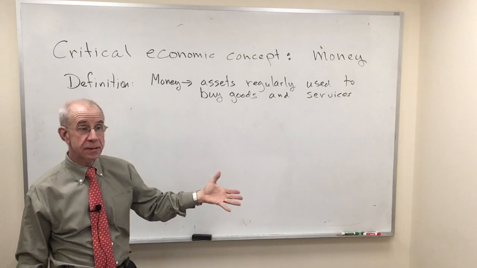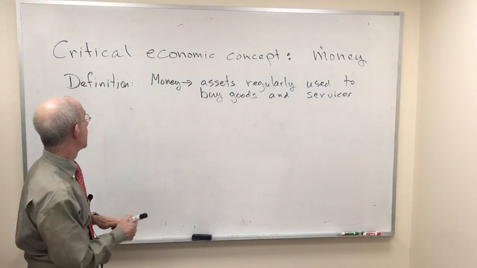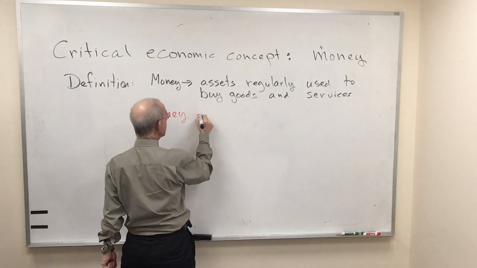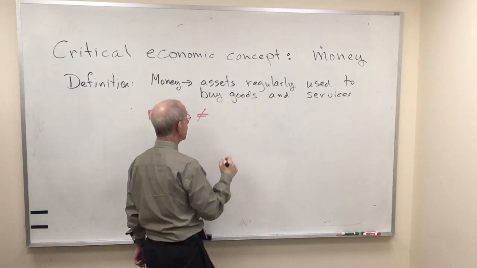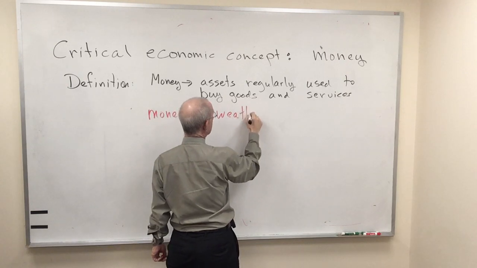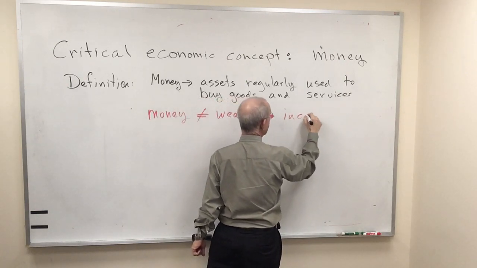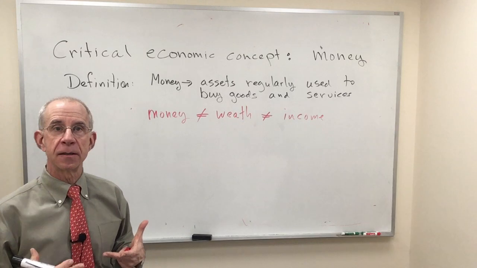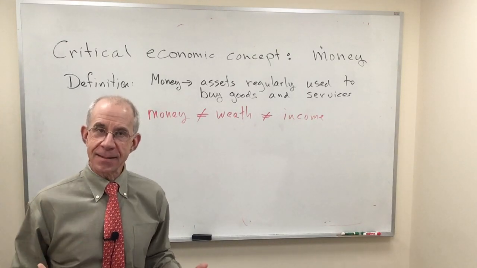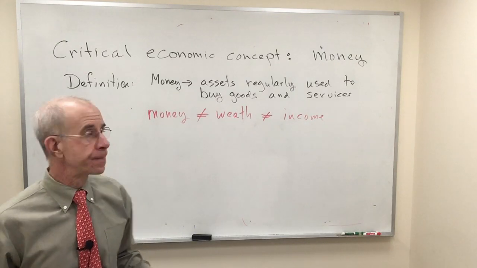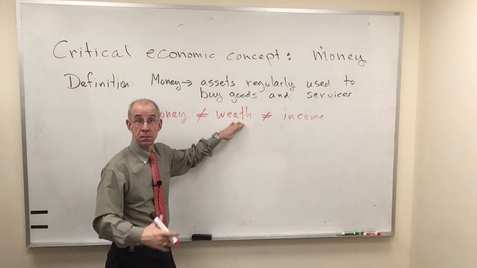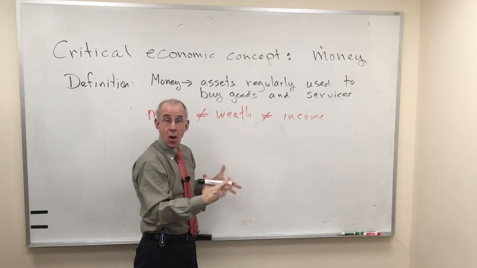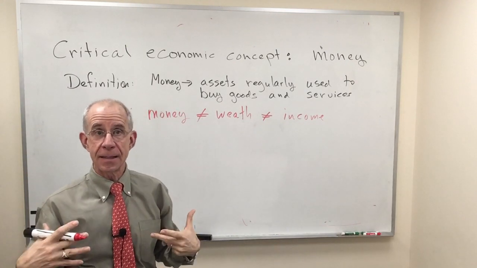So one of the things that should be clear from this is that money, from an economist standpoint, is not the same thing as wealth and is not the same thing as income. When we talk about wealth, that's the accumulated value of all of the assets that someone has at their disposal. So it's not the thing that someone uses to buy stuff, it's the value of all of their accumulated assets.